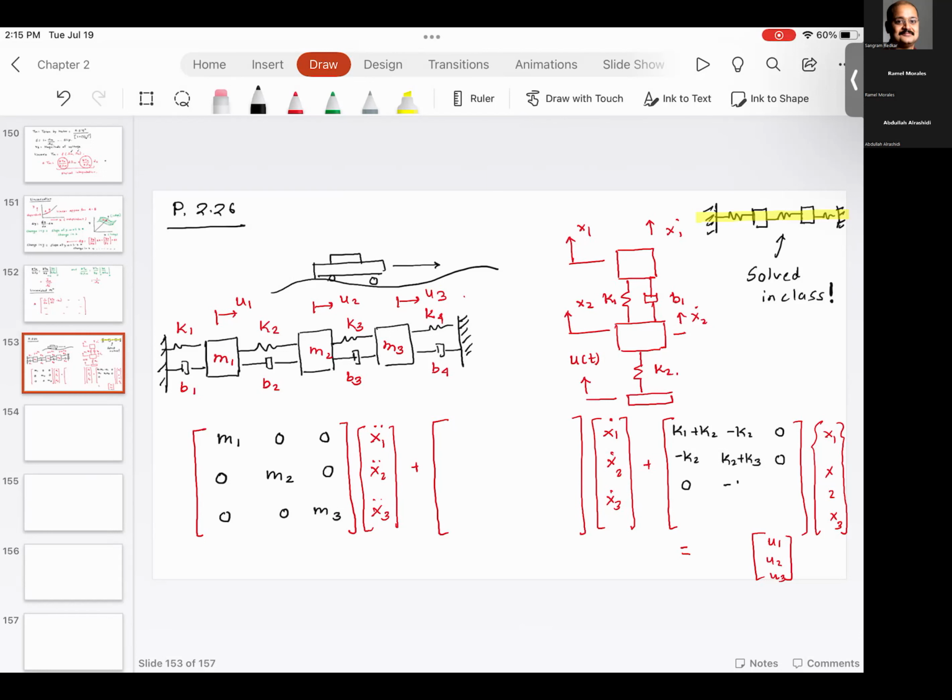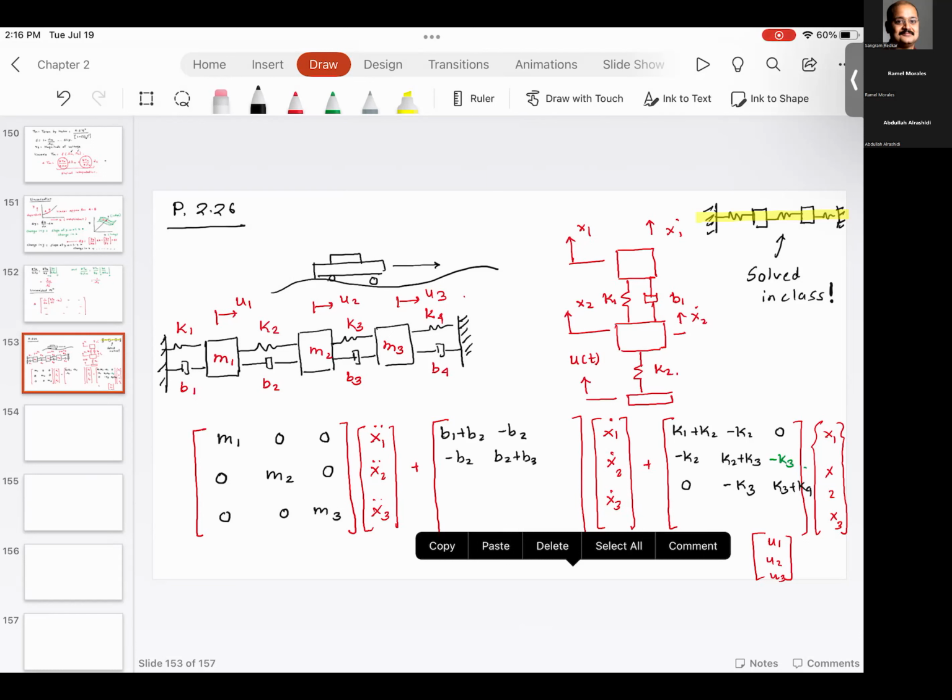This will be minus K3. This will be K3 plus K4. And this will be minus. Same thing is going to happen here. B1 plus B2, minus B2, minus B2, B2 plus B3, minus B3, 0, minus B3, B3 plus B4.